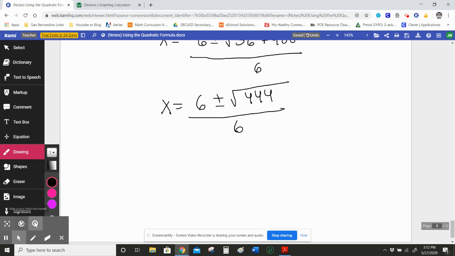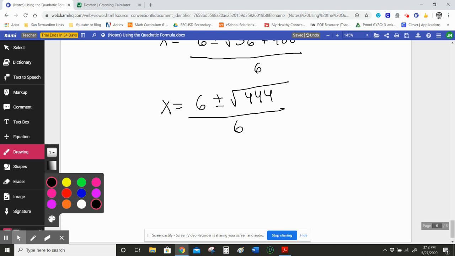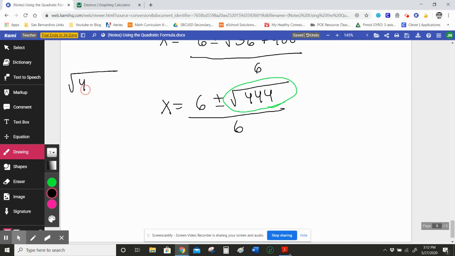Okay, now let's see if we're able to simplify that square root of 444. If we can, great. Let's do it. If we can't, then I guess we can just move on. So square root of 444. Let's try to factor that out.